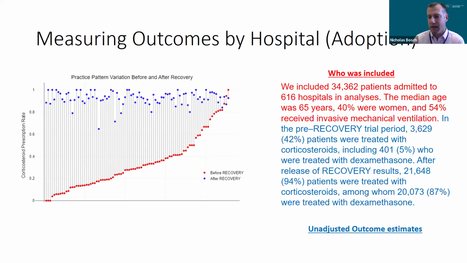Just like the other study, we asked who the patients are and who the hospitals are. There are 34,000 patients and 600 hospitals. Who are the patients? What characteristics do they have? And then, rather than stratifying corticosteroid rates by hospital, we just provided one summary measure. Overall, 42% were treated with steroids before, and afterwards it went up to 94%. Although that is a helpful measure, stratifying these results by hospital gives us a lot more granularity, a lot more data to understand adoption patterns.